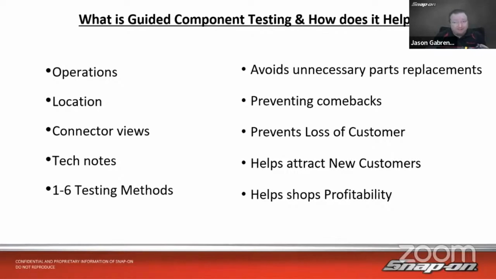By having this information in my tool, it avoids unnecessary parts replacements because I'm actually going to test it. Of course, you have to use it to do it, but it avoids unnecessary parts replacements because I'm verifying that I don't have a problem with the part, or maybe I do have a problem with the part and I can verify that I do. In turn, that can help prevent comebacks. Now, it's not going to 100% eliminate every single comeback, but on the misdiagnosed parts, that can definitely reduce those comebacks. In turn, that helps prevent the loss of a customer.